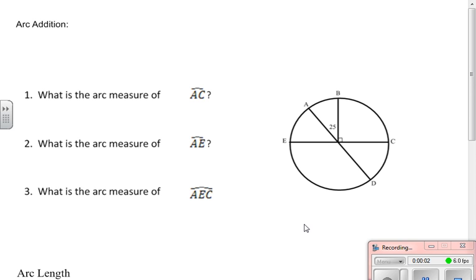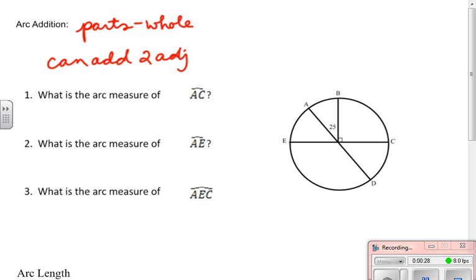If we continue talking about circles, we have an idea about arc addition, and this is a very common sense approach, and it's very much our parts to whole idea that we've been dealing with throughout the course. If we could add two adjacent angles to make the larger angle, of course we can add two adjacent arcs to make the larger. And that is just a common sense idea that we've been dealing with angles and segments throughout the course.